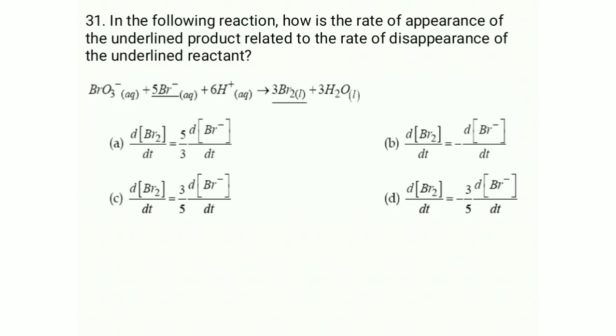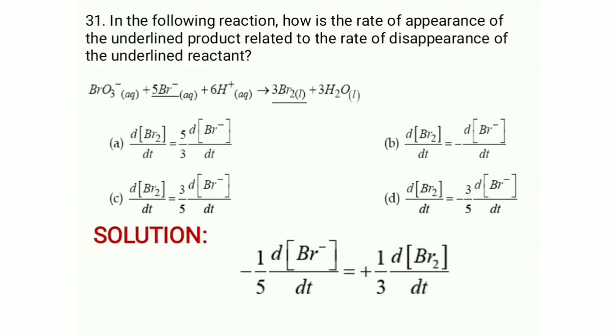31. In the following reaction, how is the rate of appearance of the underlined product, that is Br2, related to the rate of disappearance of the underlined reactant, that is Br-? Now we have to write the rate equation for this. The rate equation becomes, remember, -1/5 d[Br-]/dt is equal to, plus because product side, minus because reactant side, 1/3 d[Br2]/dt. Then we want d[Br2]/dt, that is nothing but the rate of appearance of the underlined product.